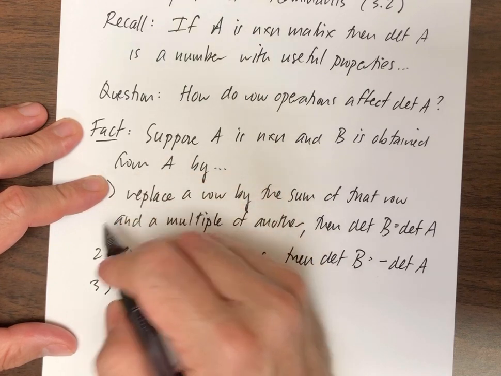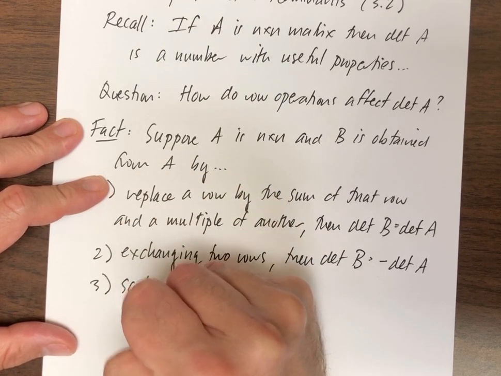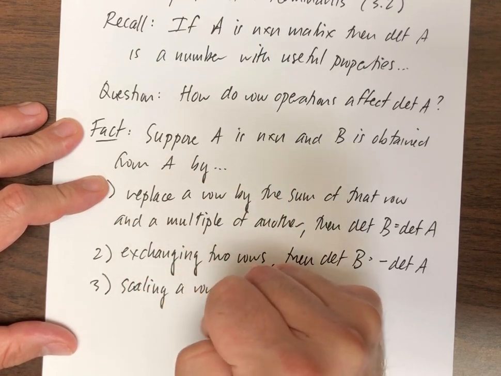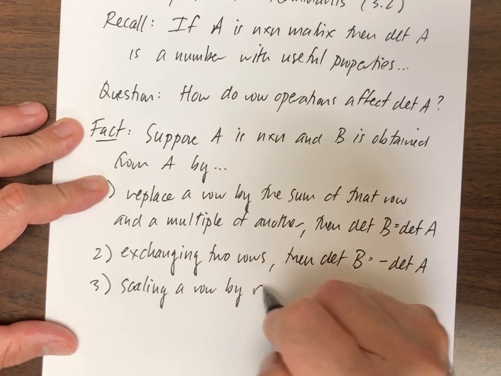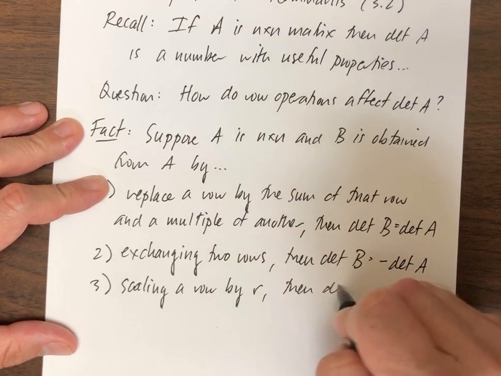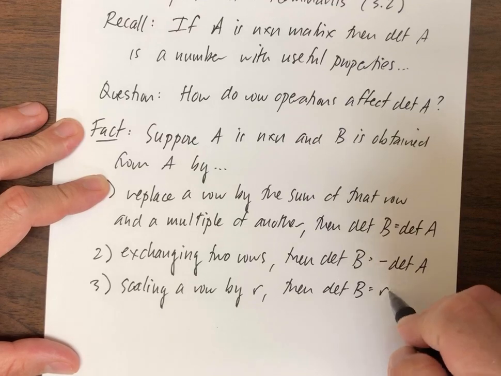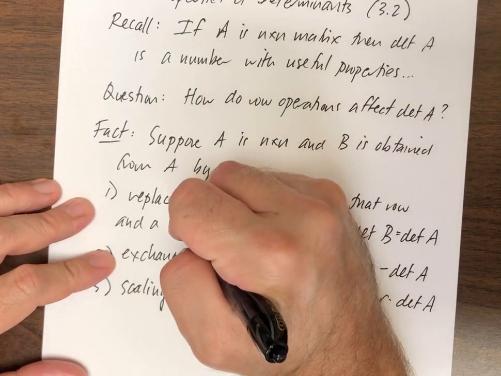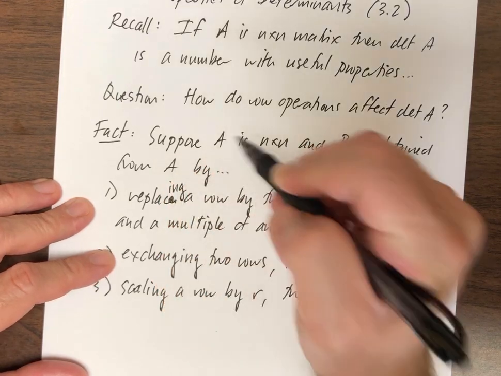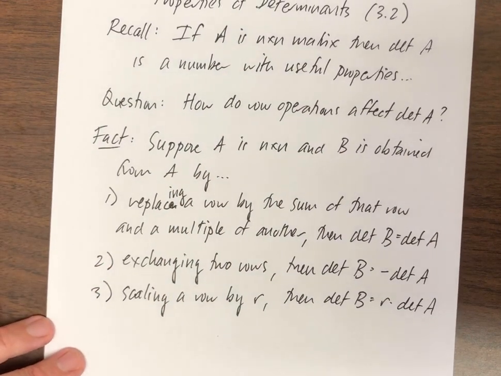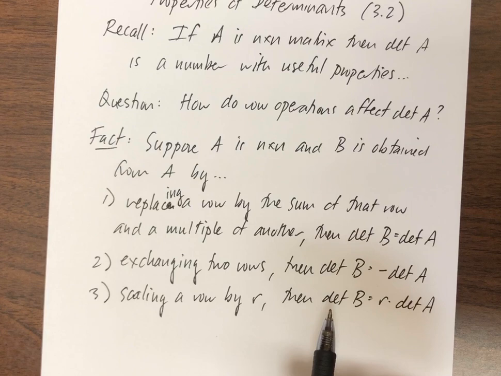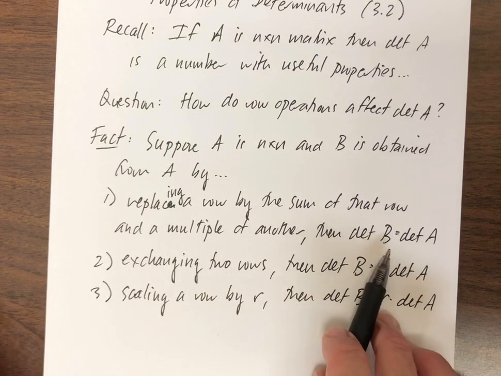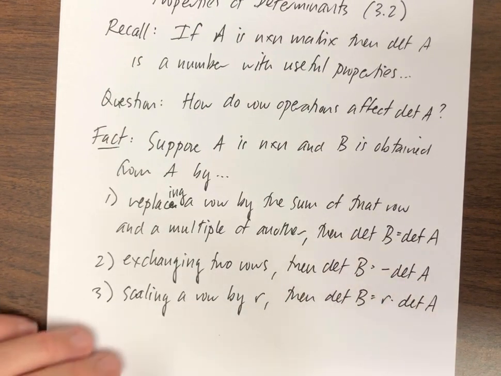And finally, we can scale a row by, let's say, a number r. Then it turns out, again, it changes. The determinant is now r times the determinant of A. So I guess to make this grammatically correct, this should be replacing. Right? Okay, so these are the three row operations. Well, in one case, they don't even change the determinant, but in these other cases, we know exactly what they do.